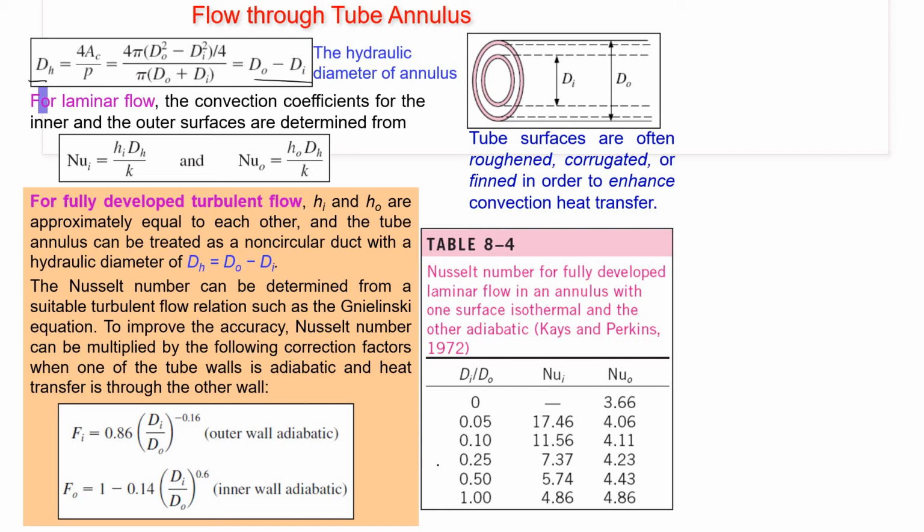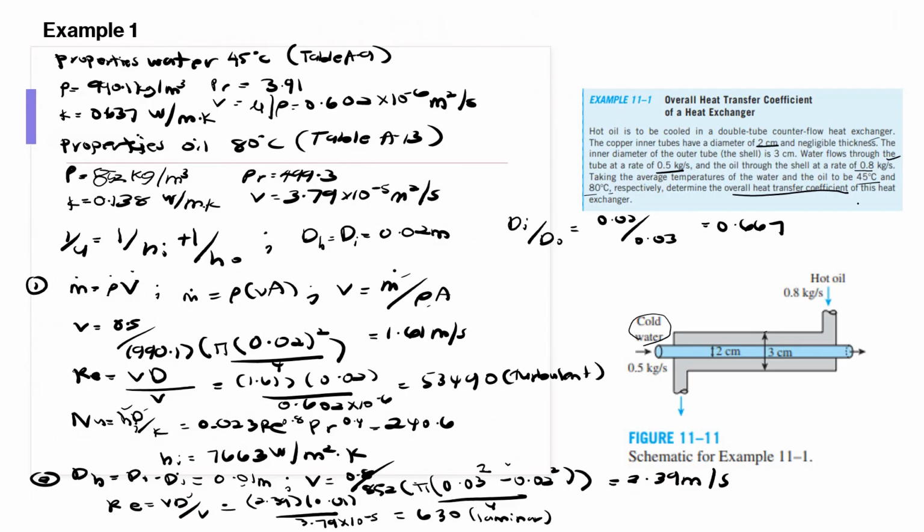So after we obtain this value, we need to go back to the slide flow through tube annulus. So in here we get 0.667, right? So the value is in between here. So you need to do interpolation between this value. So X will be here. Okay. After performing the interpolation, you will get Nu is equal to 5.45. Okay.